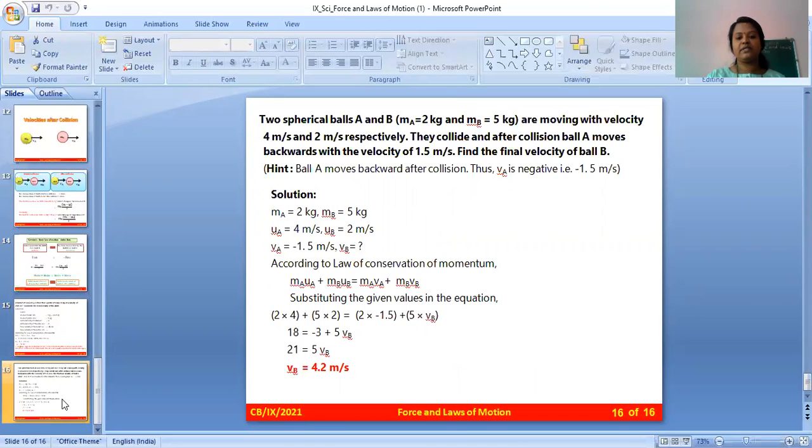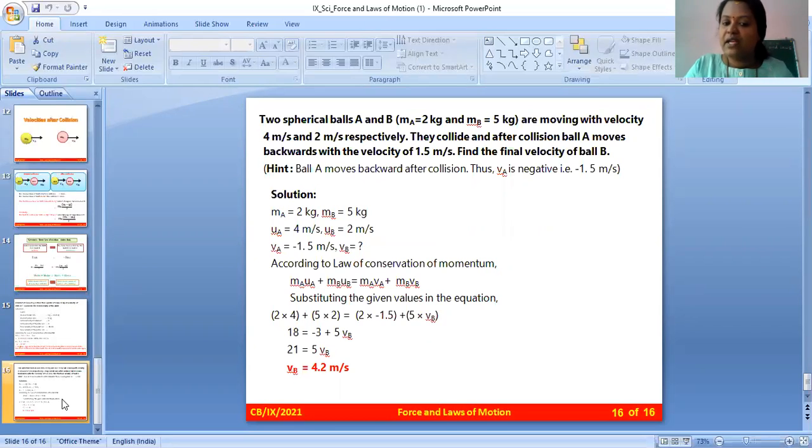Let us see one more example where you consider two spherical balls A and B. Say the mass of object A is 2 kg, the second ball is 5 kg, moving with velocity 4 meters per second and 2 meters per second. That is, the first object A is 4 meters per second and second B is 2 meters per second. They collide, and after collision ball A moves backwards with a velocity of 1.5 meters per second. Backward means definitely we shall make a note that it is negative.